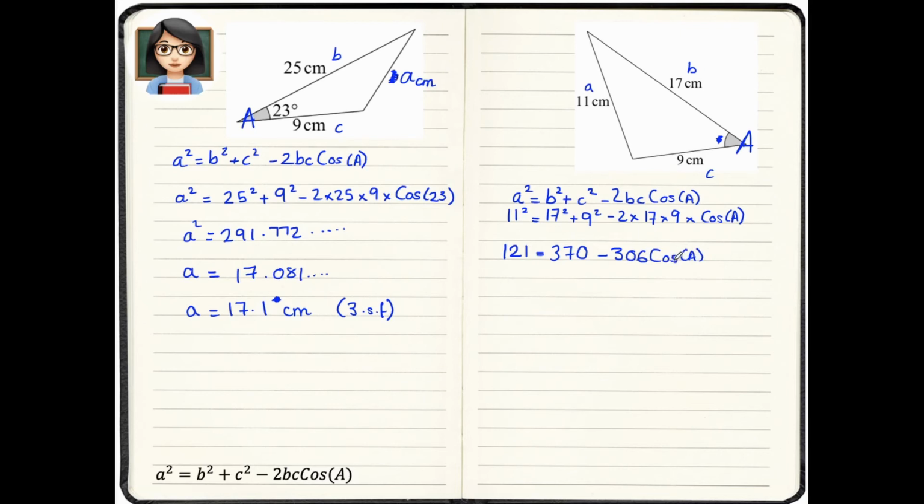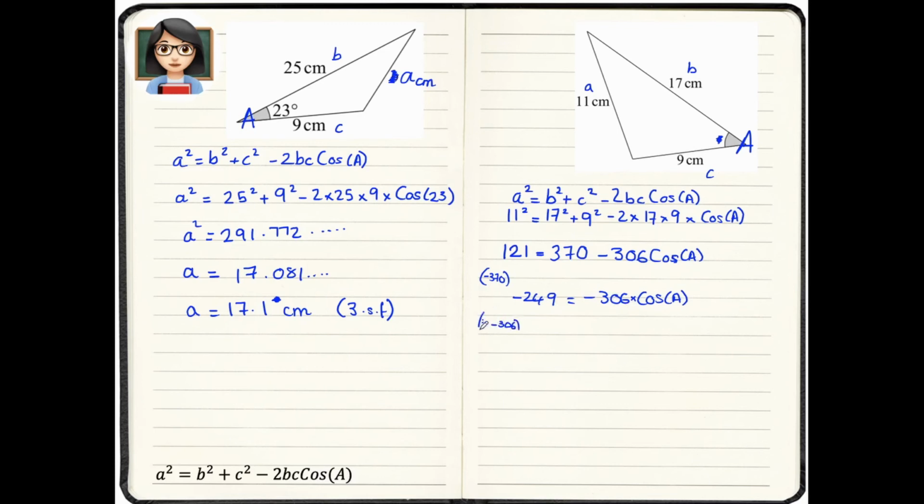Okay, so now let's do a little bit of rearranging. This 370, I can move it to the opposite side. So I'm going to take away 370 from both sides. So 121, take 370, is minus 249. It's negative 306 cos A. Okay. Now I'm just left with something that is multiplying my cosine of A. So I can divide by negative 306 to get rid of that.